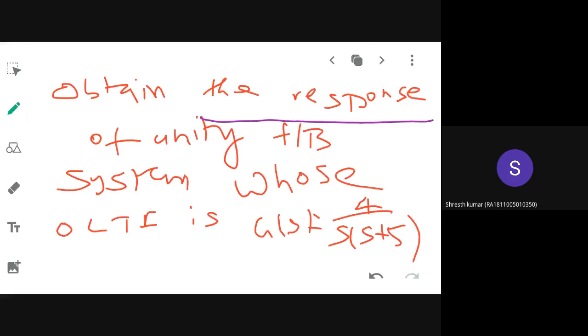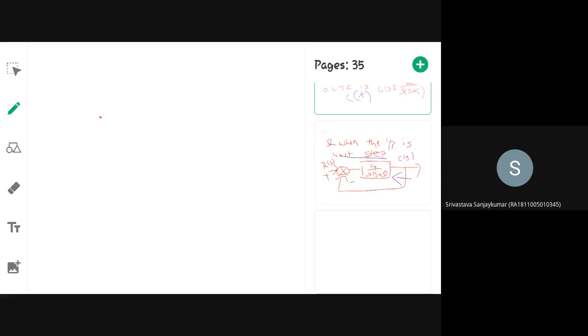So what do you need to do? How will you represent response in general? C of t. So you need to derive C of t for the system. How will you do it?